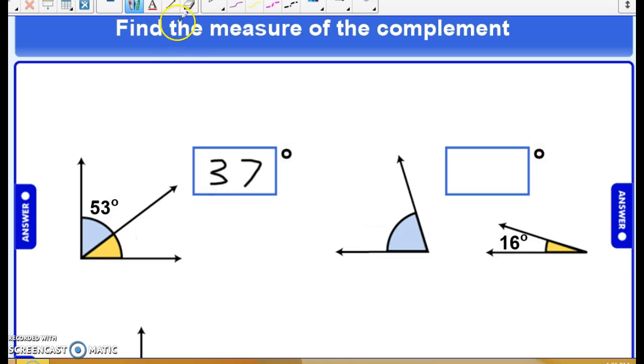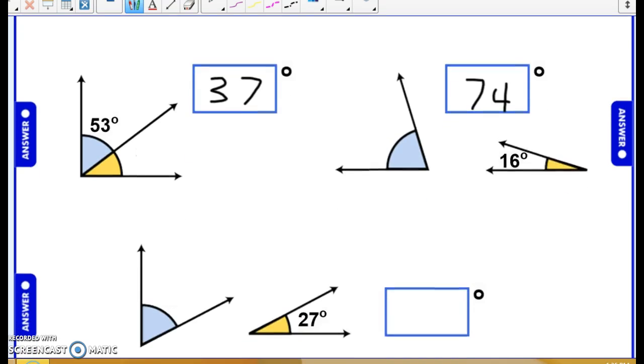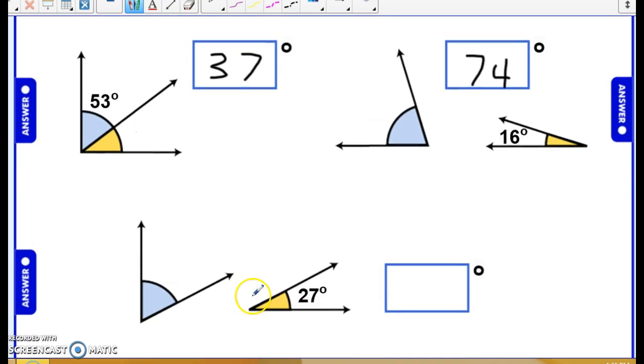Okay. When I go to this next one, I have an angle that is 16. So that means I know that the other side, 90 minus 16, is going to give me 74. Okay. And then this last one down here, I have 27, and 90 minus 27 is going to give me 63. Okay, fitting in all my complementary angles.